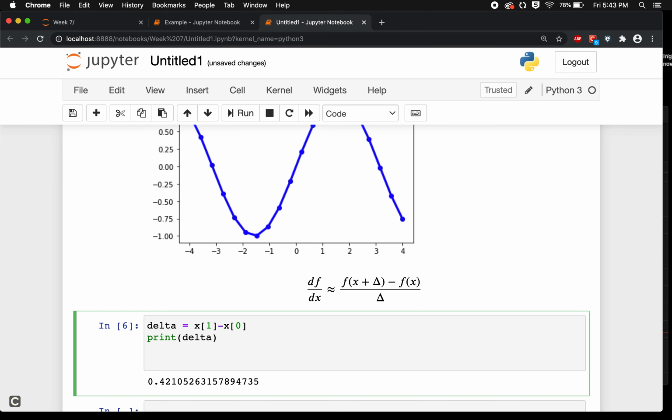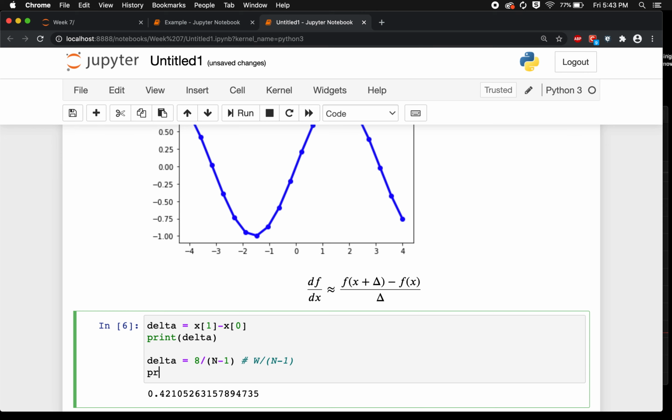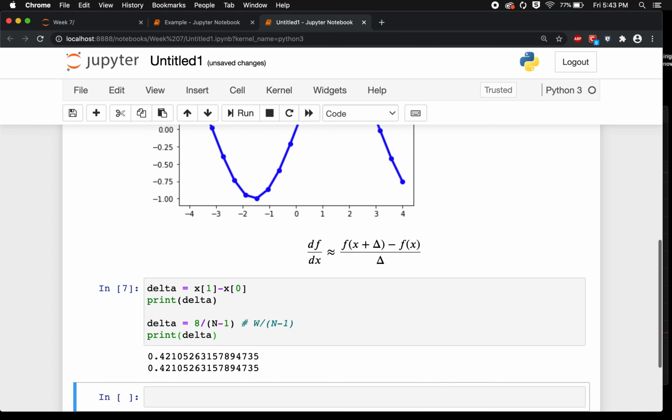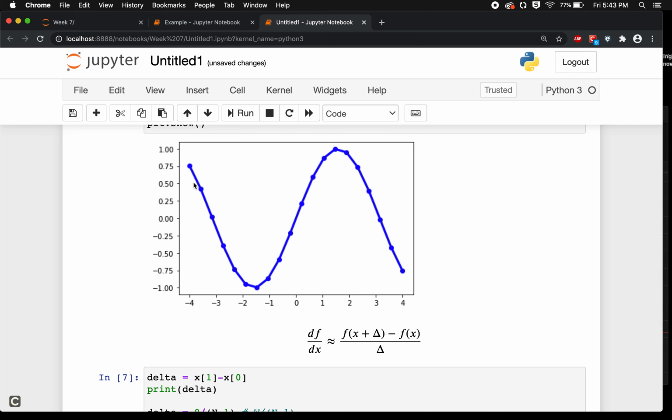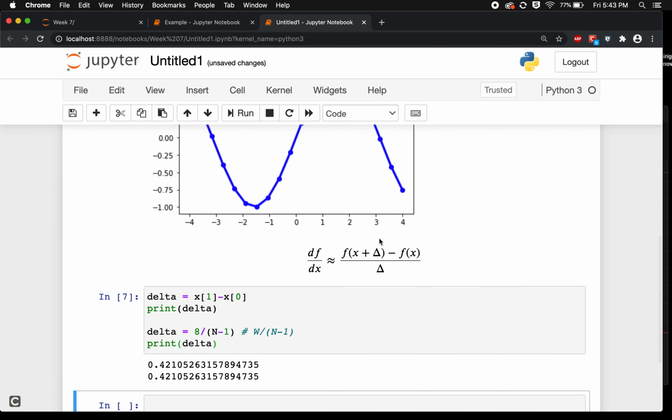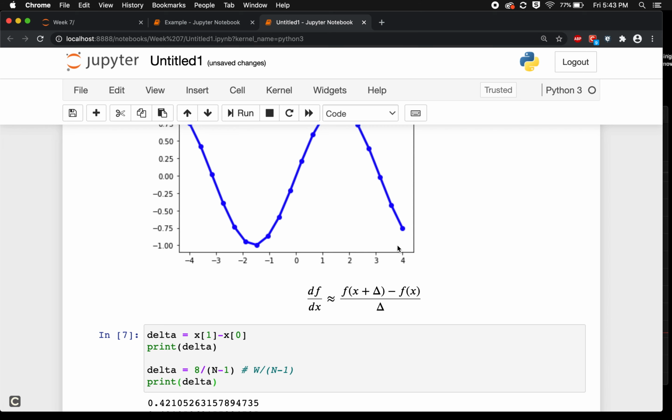We could also just use the formula based on n, that delta is equal to the width of our domain, which is 4 minus -4, so 8, divided by n minus 1. So in general, the formula is the width of our domain divided by the number of points minus 1. And we can also print up our delta value. So we can use either formula to determine our delta value. In our case, all of our x's are evenly spaced, and the distance between them is delta. So now imagine we want to take the derivative of this function.